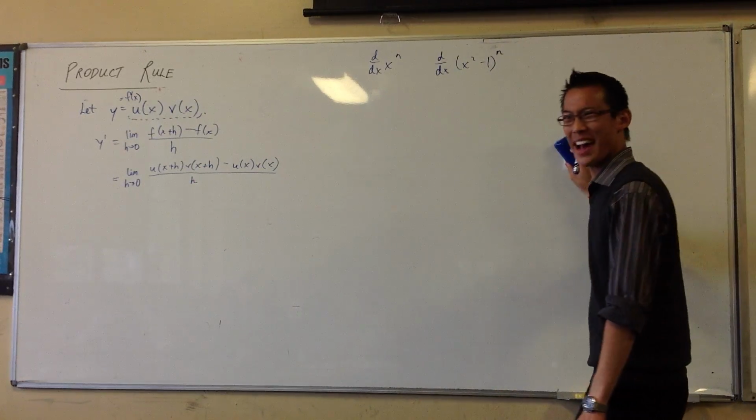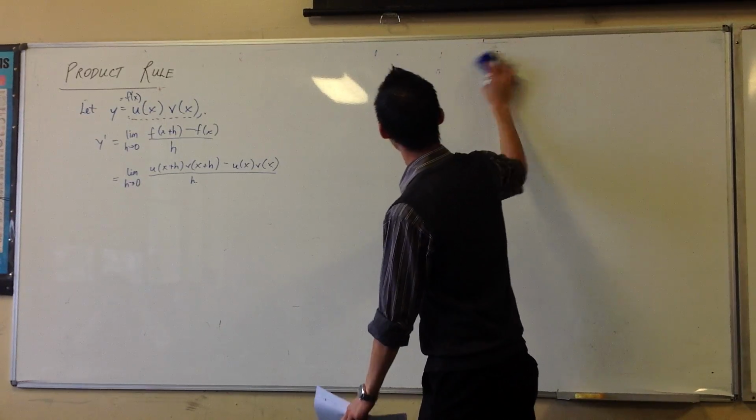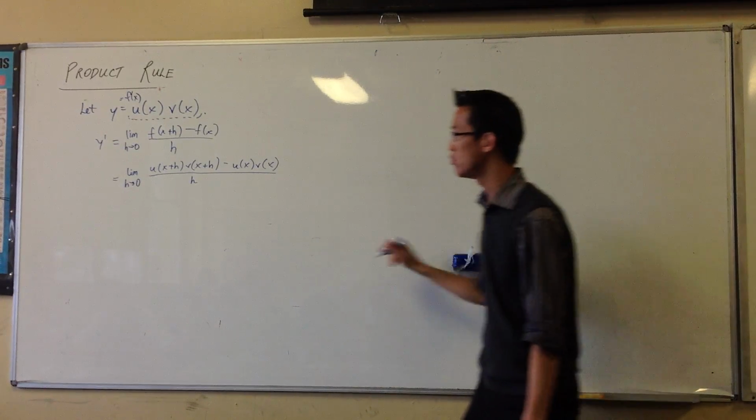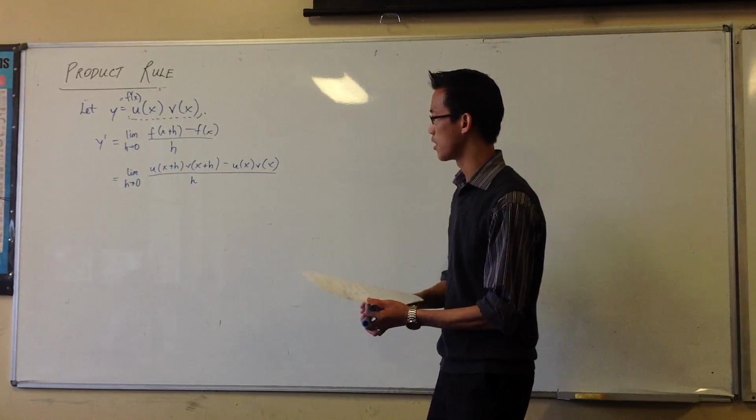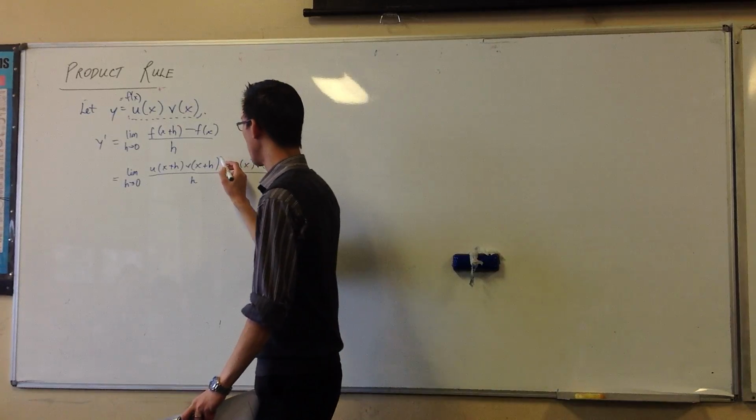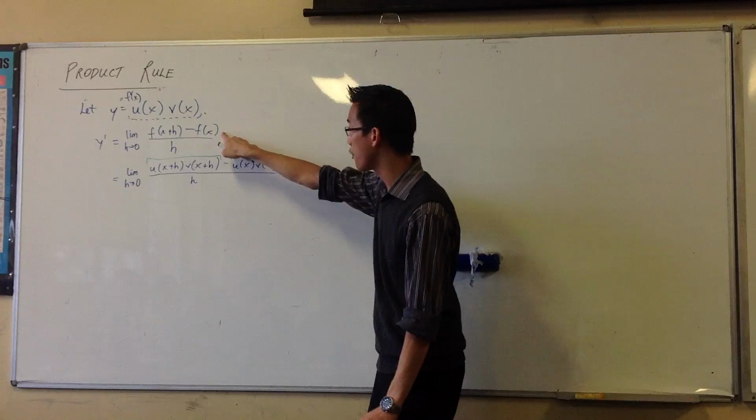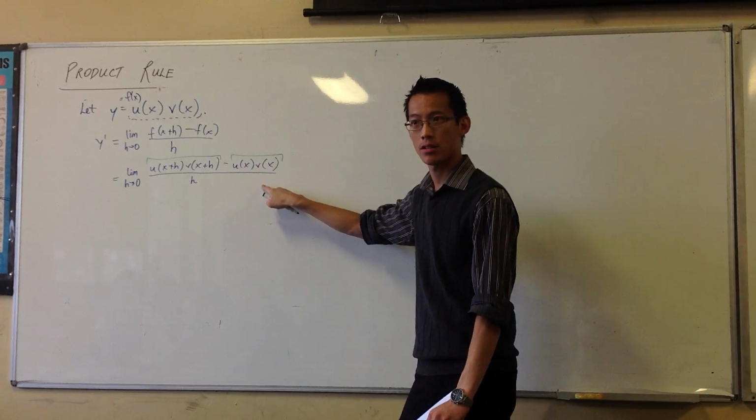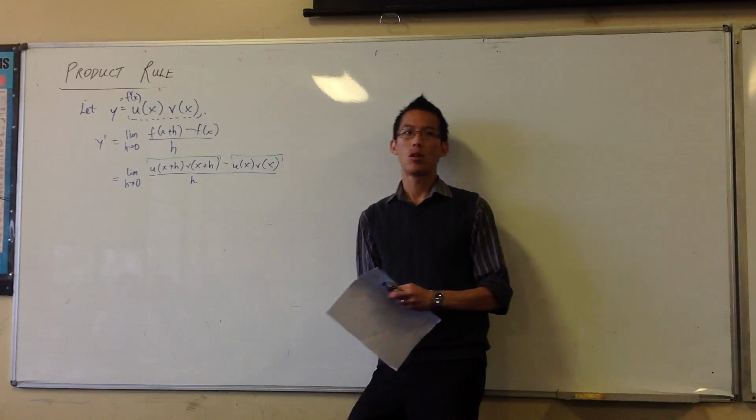Okay, does it match? It looks like an awful mess, doesn't it? But all I've done is replace f's with u's and v's. You can see there's the product. I'll put some color around it. There's the first product, and there's the second one. You can see f of x is u v. So it's just a straight substitution. Now at this point, what am I going to do?